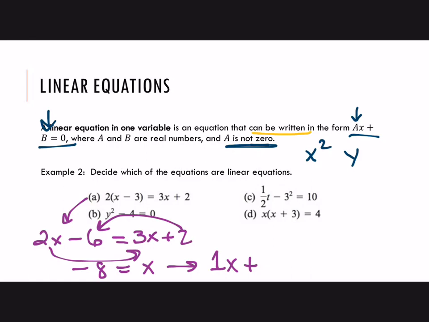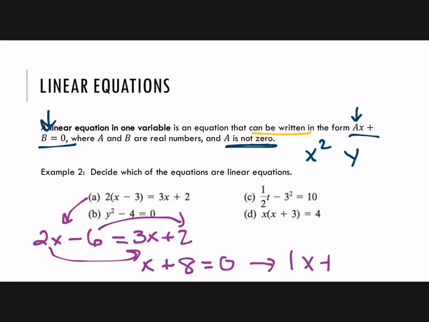Oh, whoops, I can move that 8 over. Sorry, let's back up. I actually did not want to move the 2. I want to move everything over to one side of the equation, so I want to add 6. Okay, and then I get x plus 8 equals 0. So this is now 1x plus 8 equals 0.